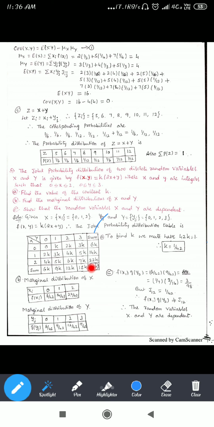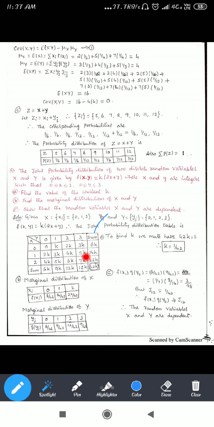I told you here it should be 1 in joint probability distribution. In many problems we saw that one. Now to find k, we have 42k is equal to 1. 42k should be equal to 1. So what is k? 1 by 42. That's all.